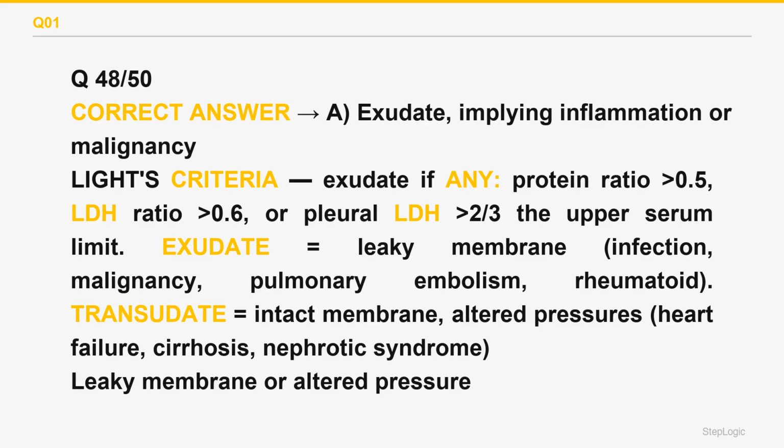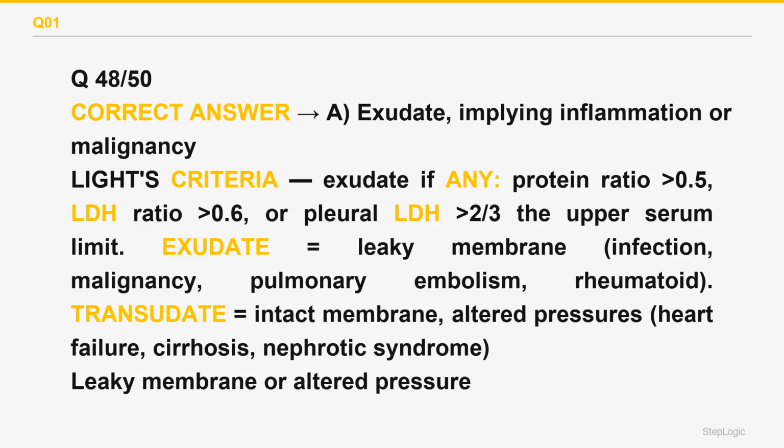Choice D is internally contradictory and worth naming as such. Congestive heart failure raises hydrostatic pressure across an intact pleura and therefore produces a transudate, not an exudate. Although a patient diuresed vigorously before sampling can produce borderline values that mislead. The classification matters because it directs the next step entirely.